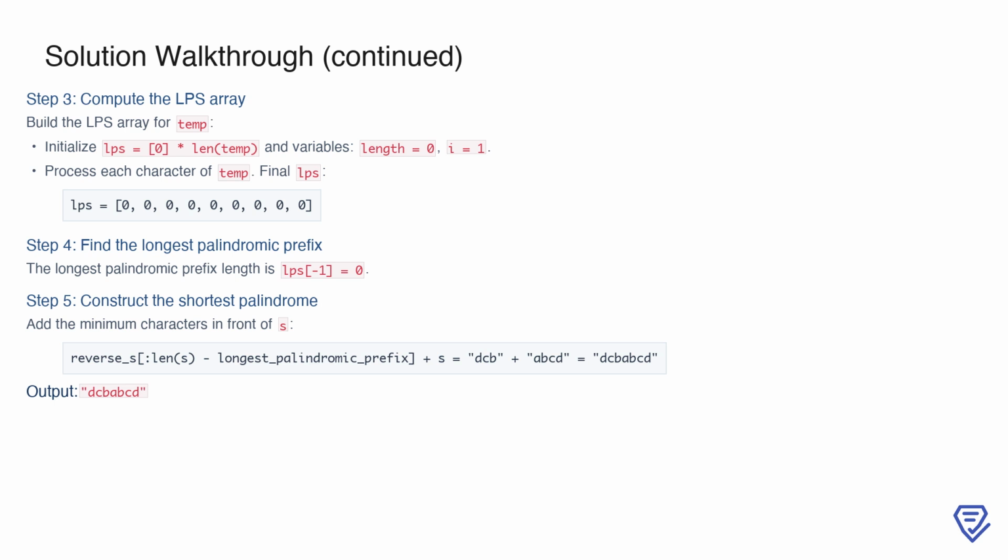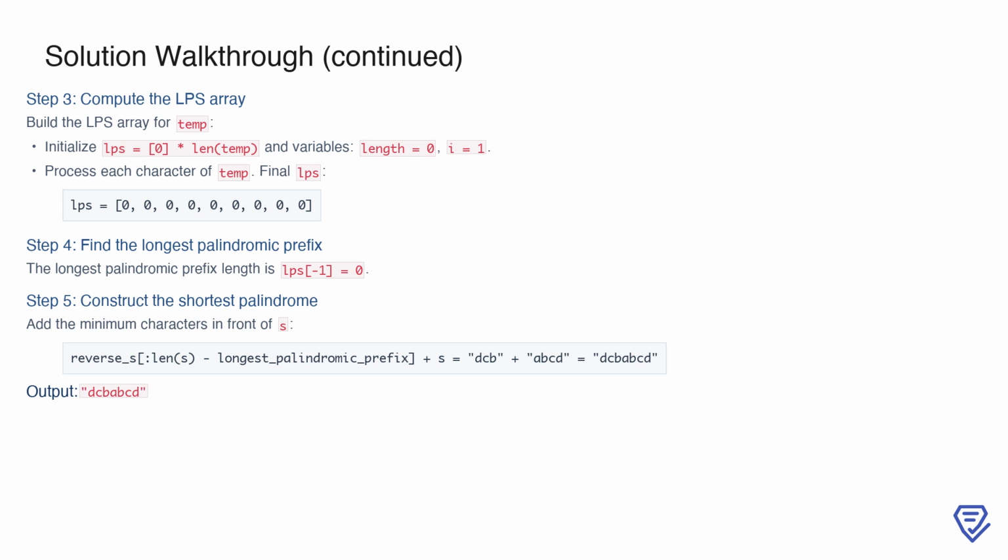Similar to before, we initialize the LPS array and the two variables, length equals 0 and i equals 1. As we process each character, we find that no prefix matches any suffix for this particular string. This results in an LPS array filled with zeros, 0, 0, 0, 0, 0, 0, 0, 0, 0. The longest palindromic prefix length is therefore LPS[-1], which equals 0.